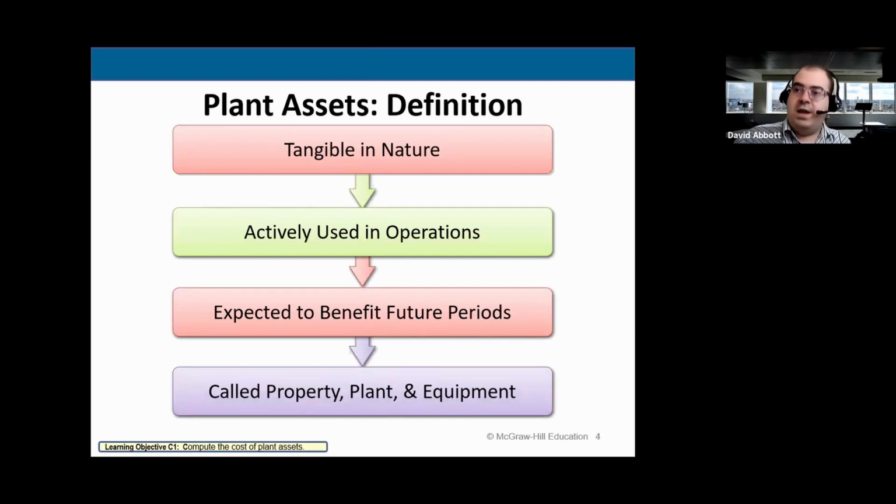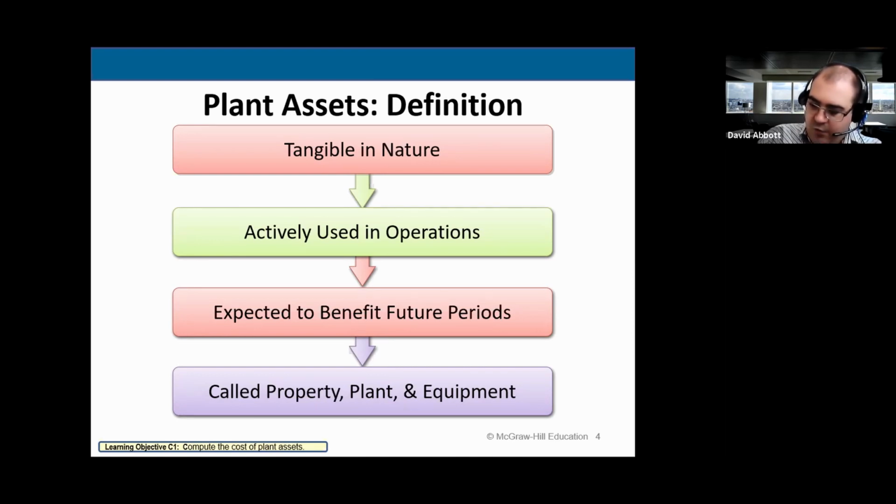So first of all, what is a plant asset? Well, a plant asset is a tangible asset, meaning that it's something that we can touch and we can see, that is used in business operations, and it has a useful life of more than one accounting period. So that means that we're going to use it usually over the course of many years.